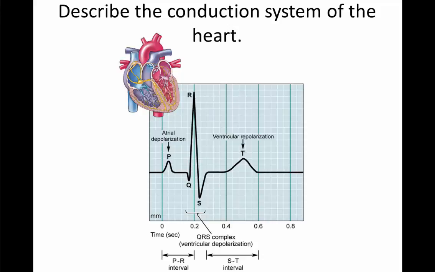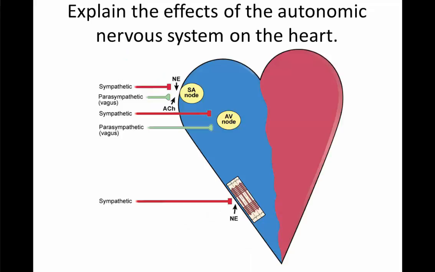But what tells the pacemaker to speed up or slow down based on our body needs? Ultimately, the autonomic nervous system has effects on the heart like it does the other tissues in our body. How it does that is, we can see here that the sympathetic system will have an effect on the SA node, the AV node, as well as the force of contraction of the myocardium.